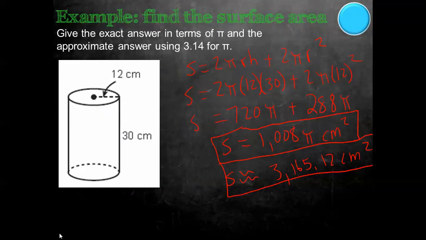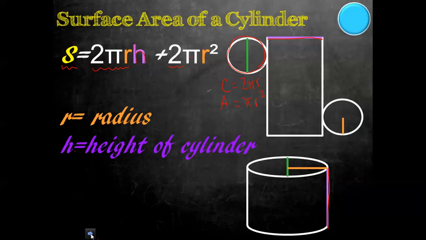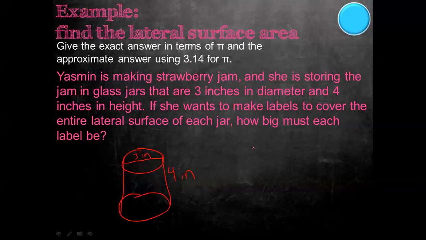Okay, so let's go all the way back here to the beginning. Do you remember earlier when we talked about lateral surface area? It's only the first part, because we don't care about the area of the bases. So if we're only taking the first part of that formula, then we're only going to take 2 pi rh. So what we want to know then is just the radius and the height.